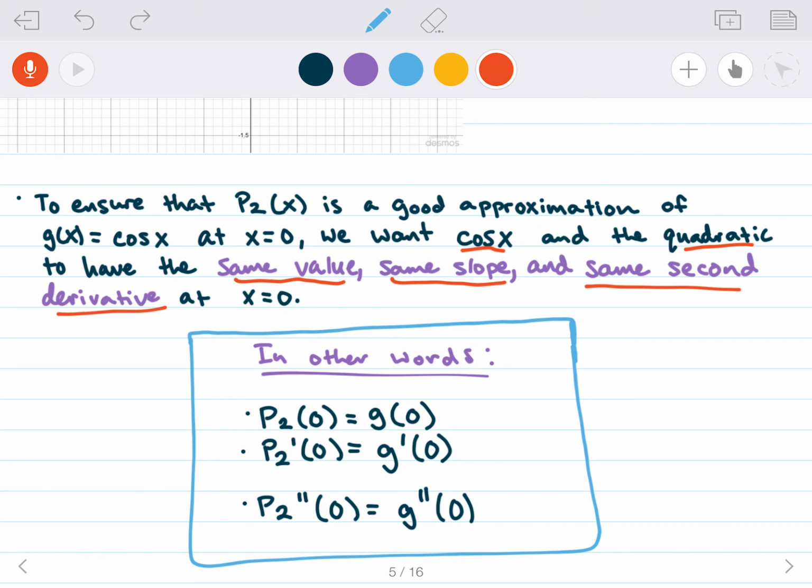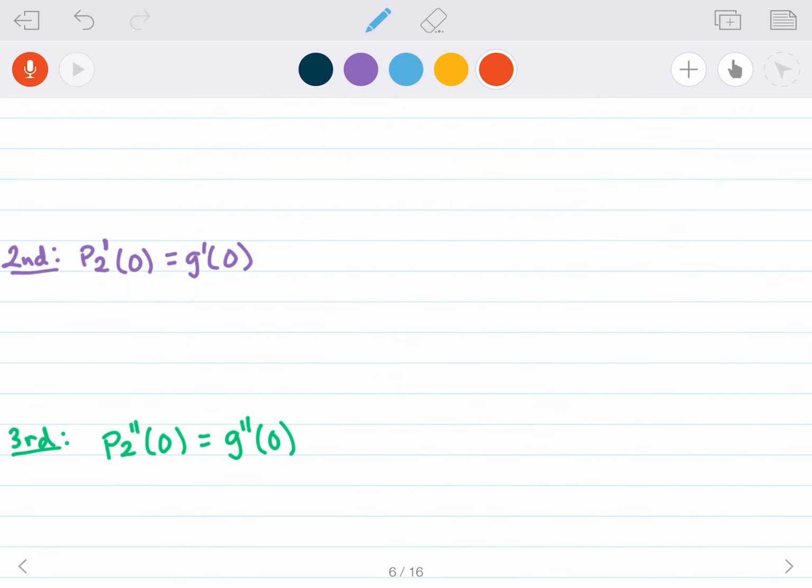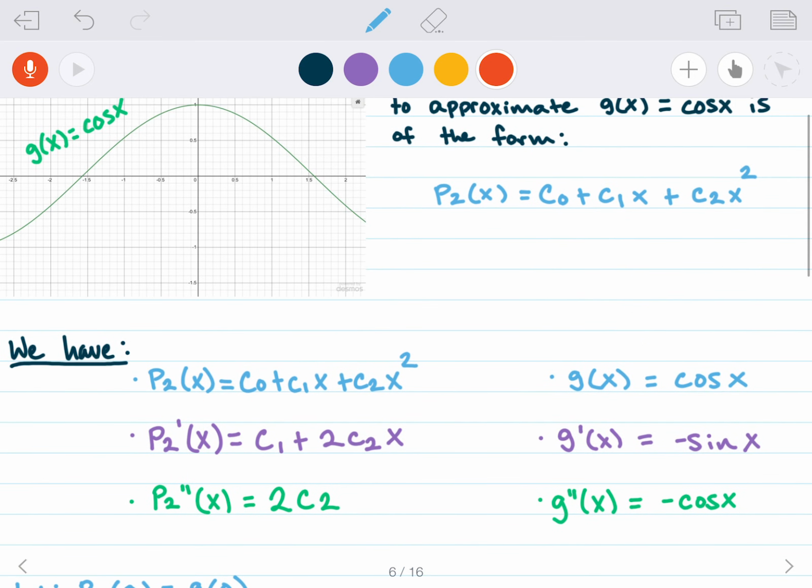Same idea for the first derivative. So P2 prime of 0 should equal G prime of 0. And finally, we want the value of the second derivative at 0 to be the same in the case of the quadratic and cosine of x. Okay, so now that we know what we want, we can do some computations here.